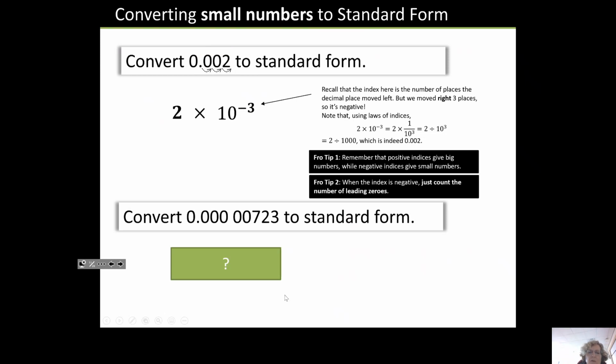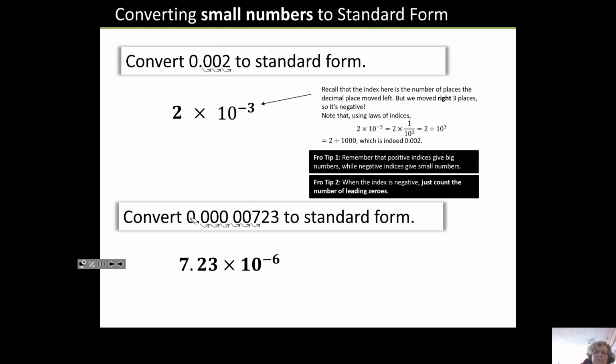If we look at the next one here, the digits in front are going to be 7.23. So you're putting the decimal point there. How many jumps of the decimal point is it? So it's 1, 2, 3, 4, 5, 6. So in standard form, that should be 7.23 times 10 to the power -6.